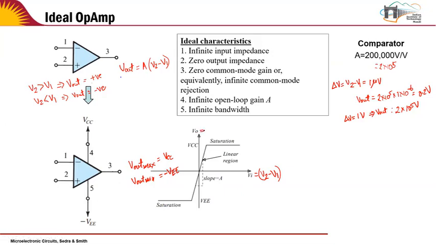V out is equal to A into V2 minus V1. So when V2 minus V1 is a larger number, then the output saturates at VCC. Similarly, if V1 is greater than V2 and it's a negative number, the output saturates to minus VEE. And in between, if you have a small value, supposing V2 minus V1 is 1 microvolt, then the output is like 0.2 volts. So that is somewhere along this line.